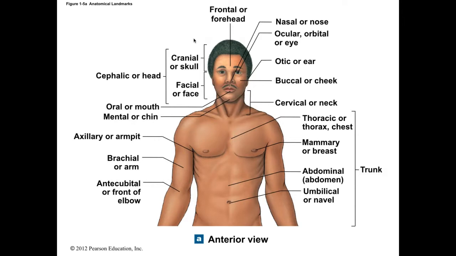Let's see, what else do we have here? The belly button is umbilical, right? The stomach region is called the abdominal region. And all together, the belly button, the umbilical, the abdominal, the mammary, and the chest, all together, those areas are referred to as the trunk. Sometimes they'll call it the torso or the trunk.